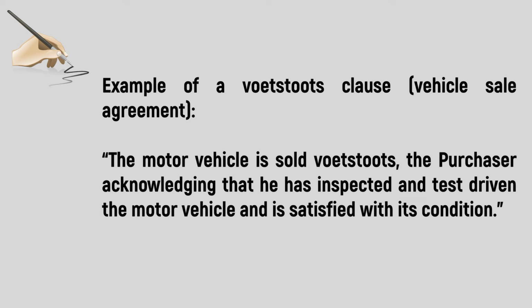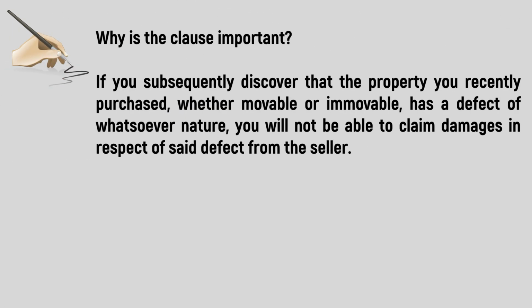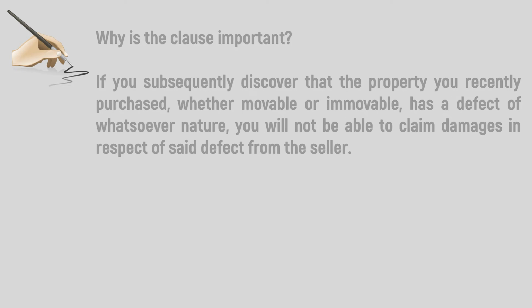The following is a Voetstoots clause found in a vehicle sale agreement. The motor vehicle is sold Voetstoots, the purchaser acknowledging that he has inspected and test-driven the motor vehicle and is satisfied with its condition. The importance of a Voetstoots clause goes without saying, but I'll say it anyway. If you subsequently discover that the property you recently purchased, whether movable or immovable, has a defect of whatsoever nature, you will not be able to claim damages in respect of said defect from the seller.